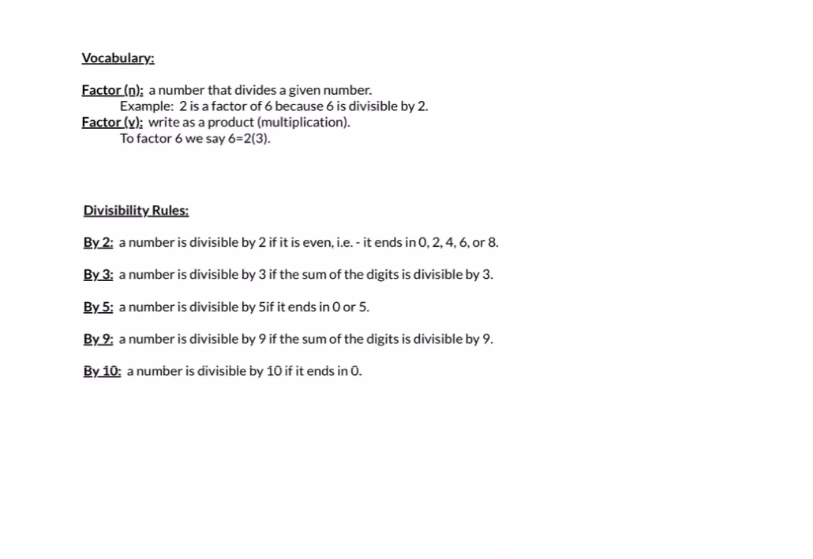Now, one of the things that we're going to get into is common factors and factoring in general. So when we talk about factoring, we do want to know some divisibility rules. Some easy ones to remember: a number is divisible by 2 if it is even, meaning it ends in a 0, 2, 4, 6, or 8. You're probably familiar with that one.